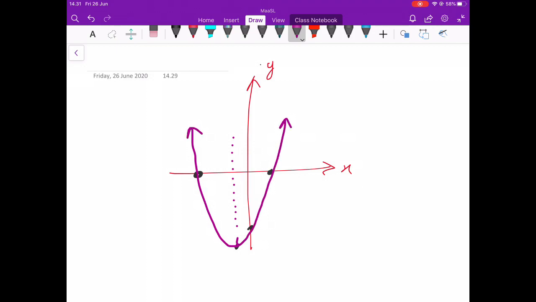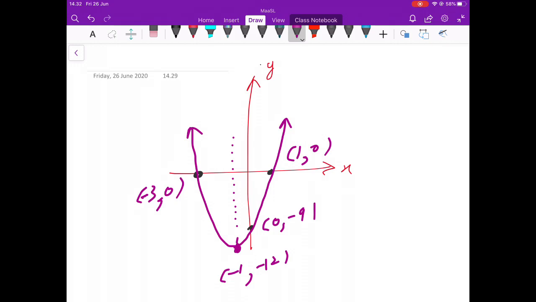As the coefficient of x² is positive, the curve will open upwards, and we can show (−1, −12), (0, −9), (1, 0), and the important feature (−3, 0). So that's the sketch, and that's worth 3 marks. Mark 1 will be for the parabola opening upward, 1 for the vertex in the correct position, and 1 for the intercepts in approximately correct position.